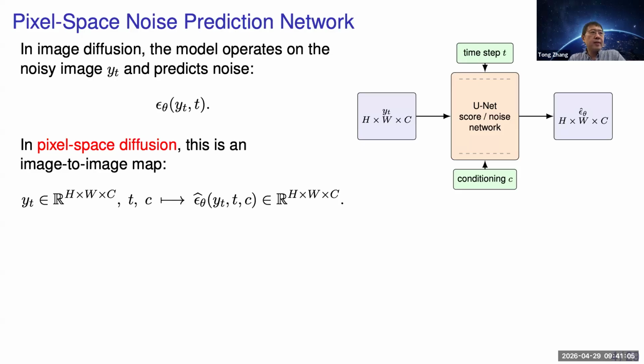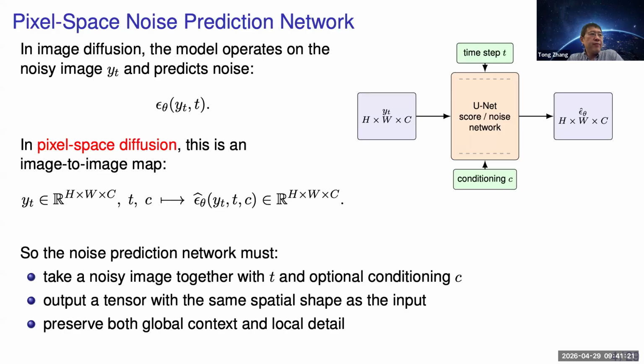This is basically what we want to ask: what is the structure for this particular network? And in particular, what is a UNet and why is it suitable for this purpose? If you think about this picture, essentially you take a noisy image with conditioning and output the same shape, preserving both global and local details. For an image, you have a large-scale correlation and a local correlation.